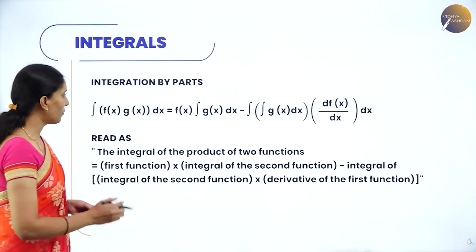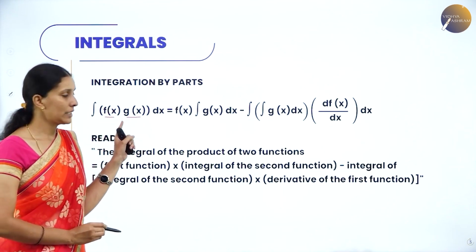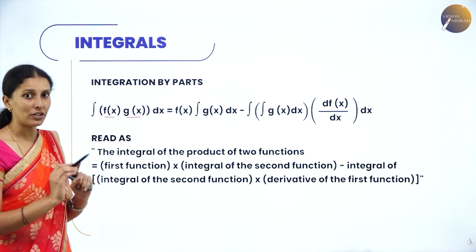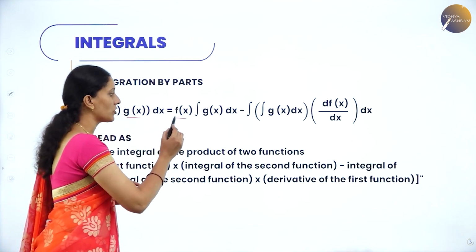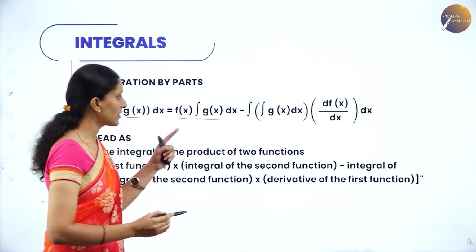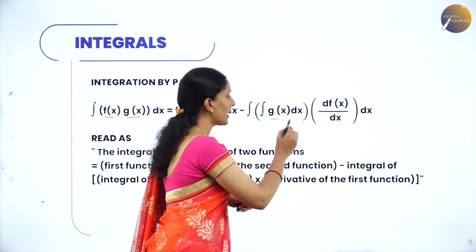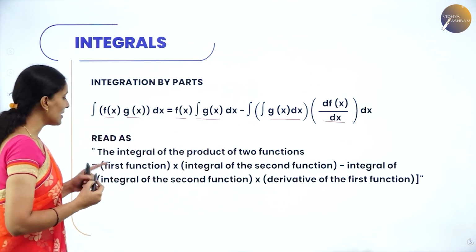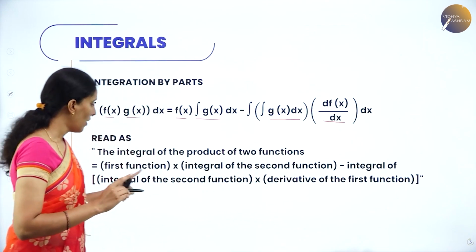Now suppose you have two functions f of x and g of x, and you are going to integrate with respect to x. How are we going to write the function with integration? So the rule says: first function, integral of the second function with respect to x, minus integral of second function into derivative of the first function. Read it as, the integration of the product of two functions is first function.